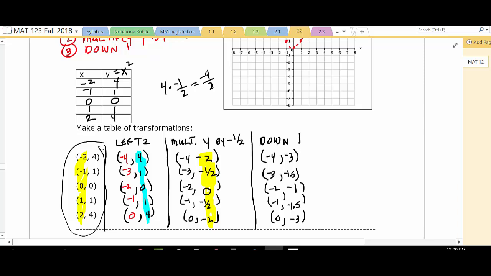Okay, so see what I did is I took these basic points that are in the basic parabola and I shifted them left 2, multiplied y by -1/2 and down 1. Okay, do you guys follow that? It's arithmetic. And you got to know the order we do that in.